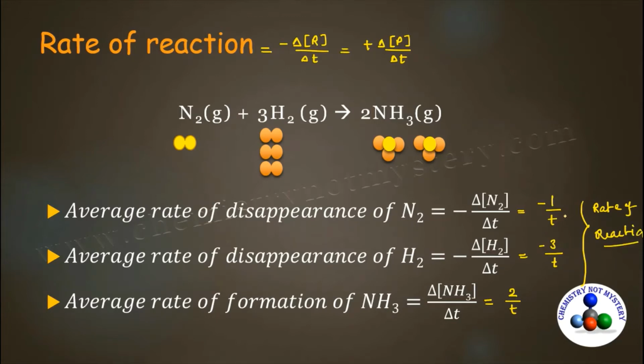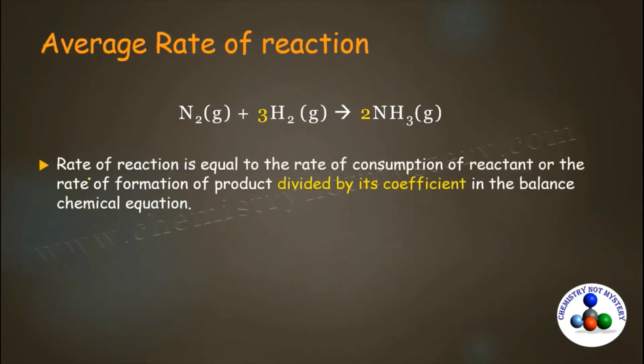But how is it possible to get three different rates of reaction for the same reaction? So how do we overcome this problem of rate of reaction? This problem arises only because different numbers of moles of reactants react and result in a different number of moles of product. To overcome such a problem, the rate of reaction can be expressed in terms of the rate of consumption of reactants or the rate of formation of product divided by its coefficient in the balanced chemical equation.